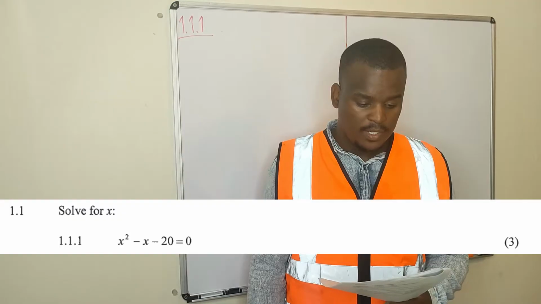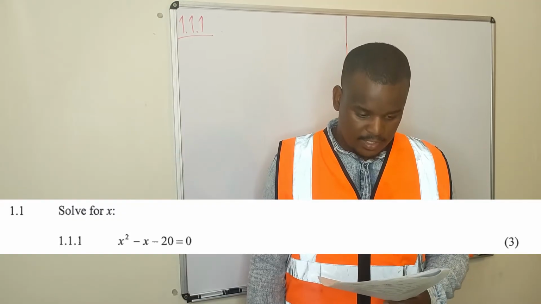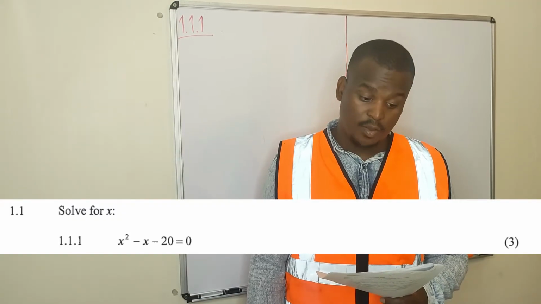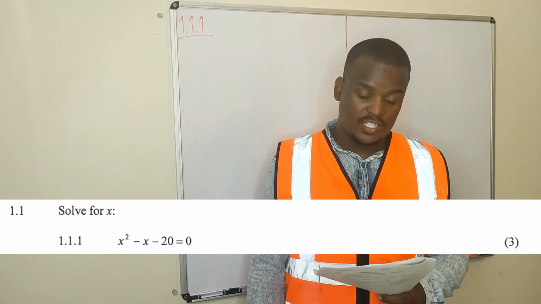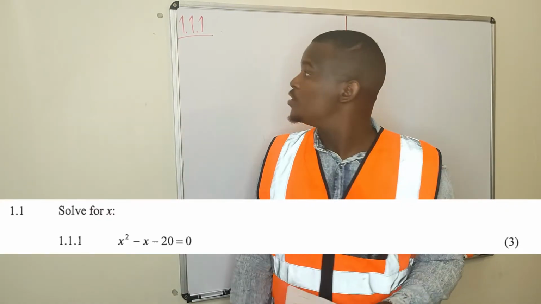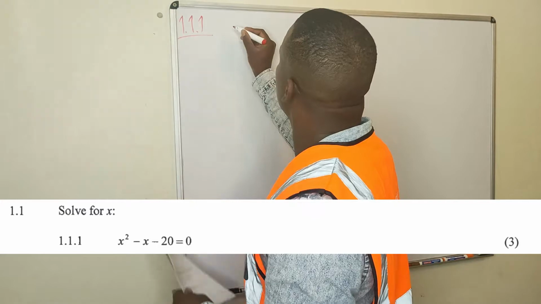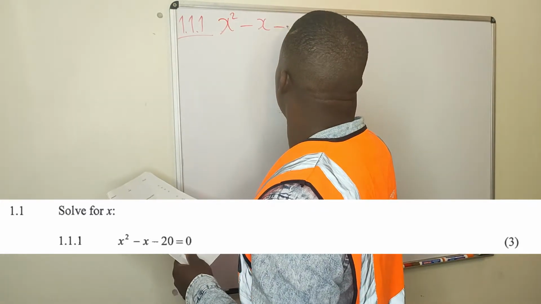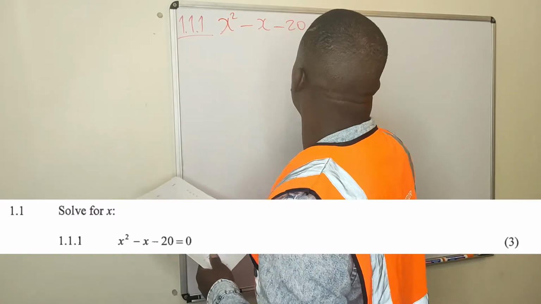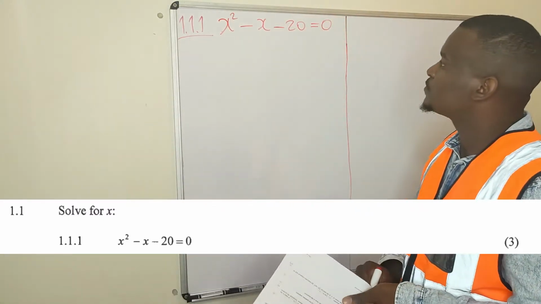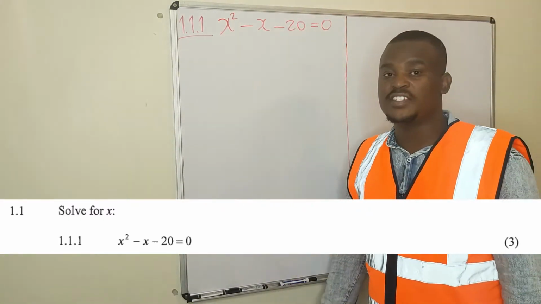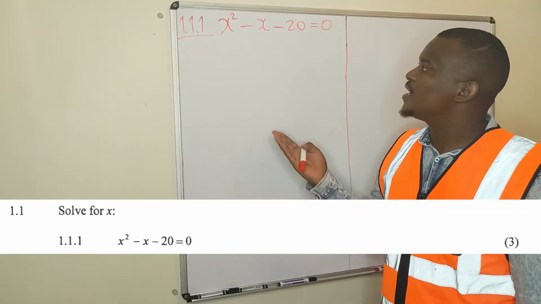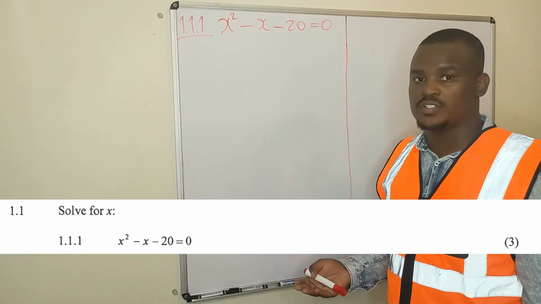1.1, solve for x, and then you are given a series of equations to solve under 1.1. The first one is x squared minus x minus 20 is equal to 0. So they want you to solve this equation. There are multiple ways in which you can approach this.